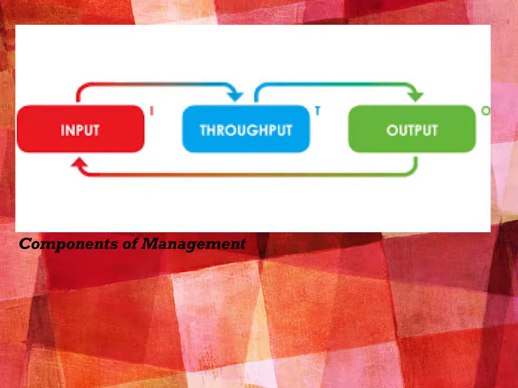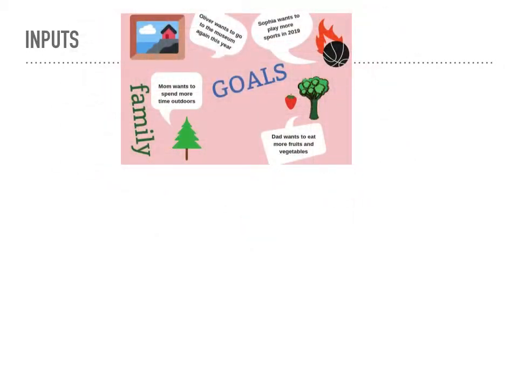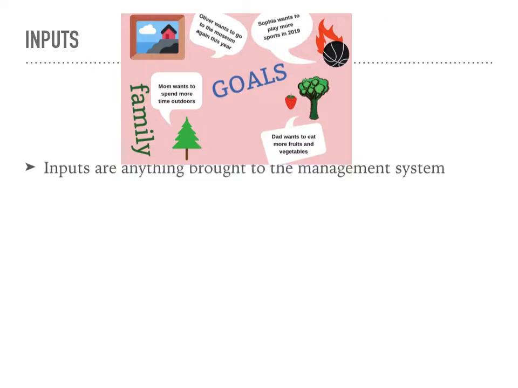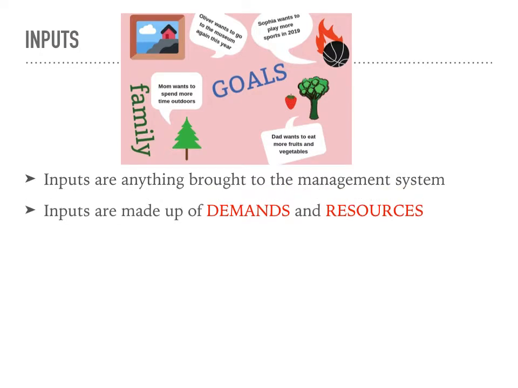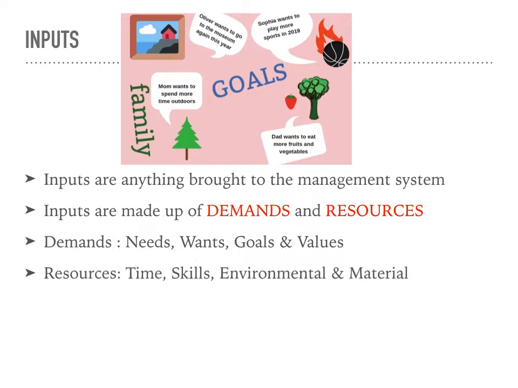Now we look at the components of management. So the components of management, they're made up of inputs, throughputs and outputs. Inputs is the first area, and it is anything that's brought to the management system. Inputs are made up of demands and resources. The demands include our needs, wants, goals and values, and resources include time, skills, environmental resources and material resources.